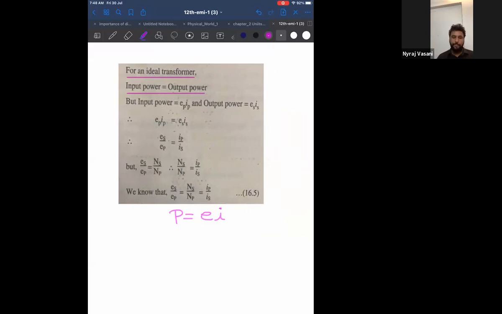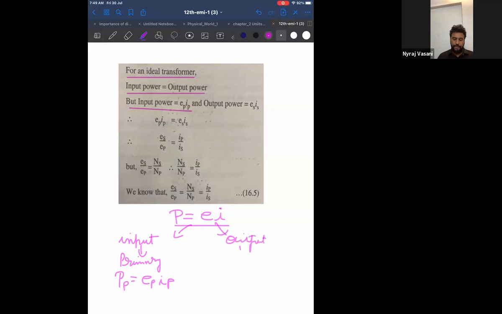So can I say input power will be power of primary and output power will be power of secondary? Do you agree? Because the input coil is called the primary coil and the output coil is called the secondary coil. Can I say input power will be the power of the primary coil? And what is the formula for power of the primary coil? It will be EP into IP, because it will be voltage of the primary into current of the primary. That is what is written here. Just check. Input power is EP into IP. Now, what is output power?